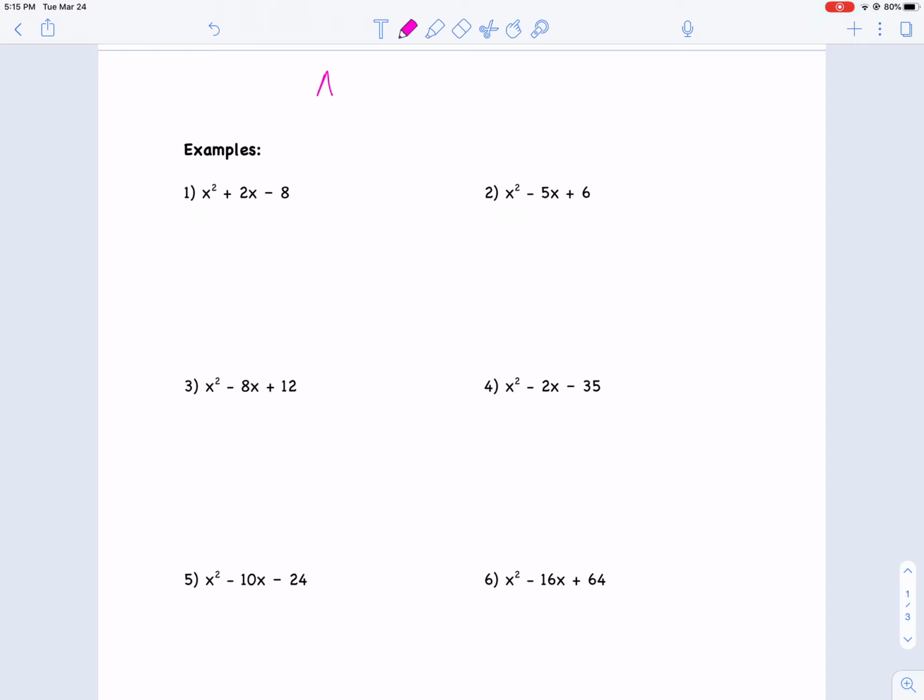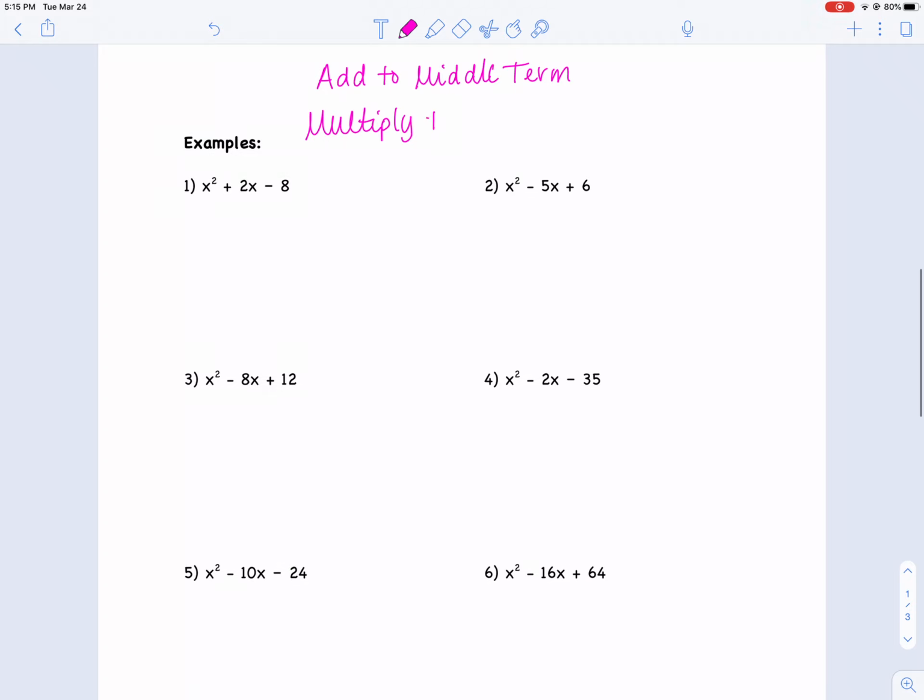Your 2 numbers must add to the middle term, and they have to multiply. Your two numbers are going to multiply to the last term. Some people like to say AM. You could see, A in the middle, M at the end. It's going to add to your middle and multiply to your last term.